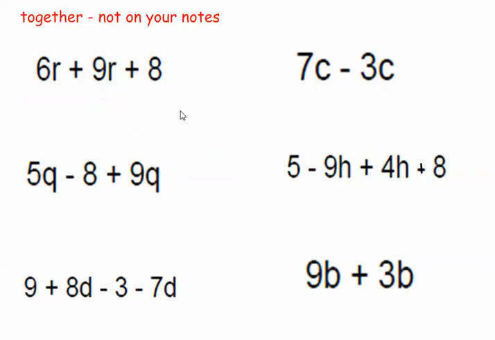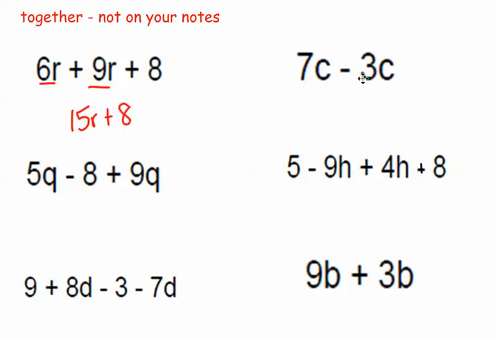All right, let's do some other examples. These are not in your notes, but we're just going to do these together really quick. The first thing you want to look at is maybe just underline what you think are like terms. My R's are like terms. So I have 6 R's and 9 R's. Altogether that's 15 R's. And I don't have anything to combine this with, so I just bring it down.